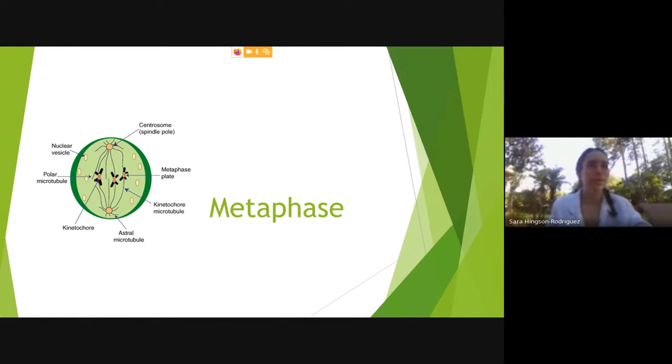During metaphase, chromosomes align at the cell center. Kinetochore microtubules facilitate this move to the center and align them in the metaphase plate, as we see here. Two kinetochores of each chromosome are attached to the microtubules from opposite spindle poles.